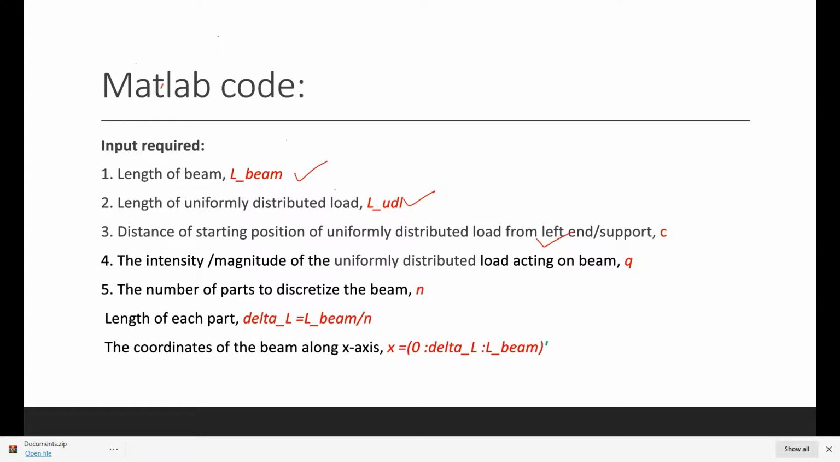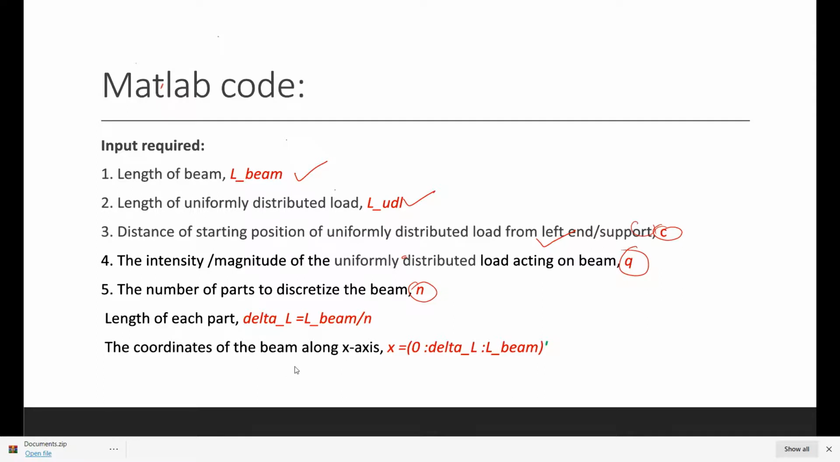Third, the distance of the starting position of the uniformly distributed load from the left end support, which is denoted with C. And then the intensity, the magnitude of the uniformly distributed load acting on the beam, is denoted with Q. And the number of parts to discretize the beam is N. Then the length of each part is delta L, which is the length of the beam divided by the number of discretizations.